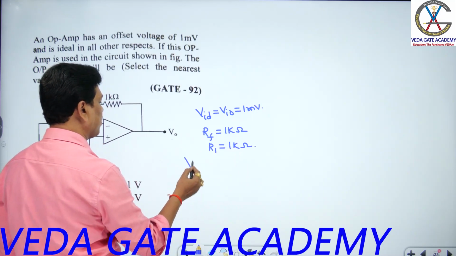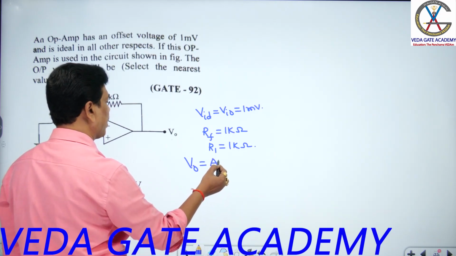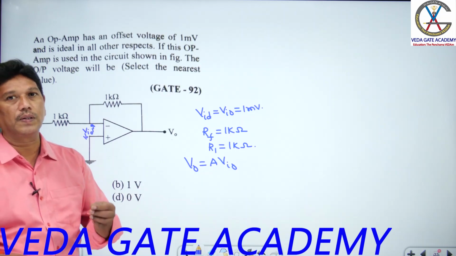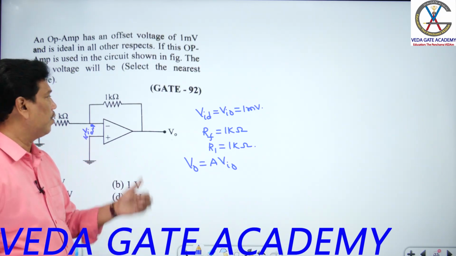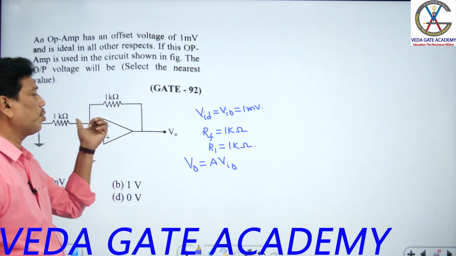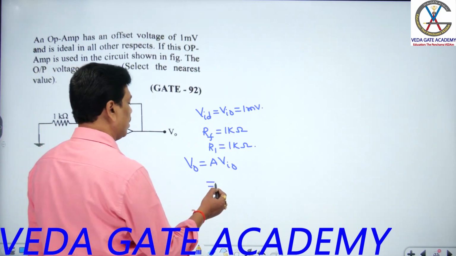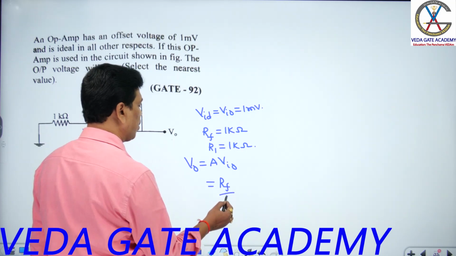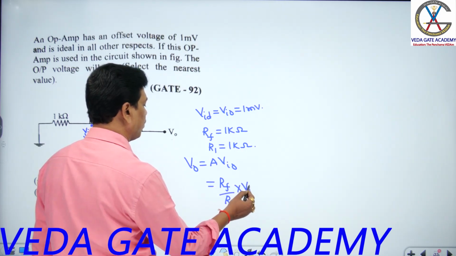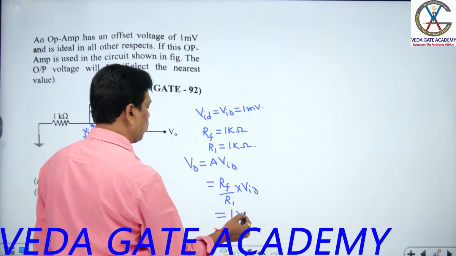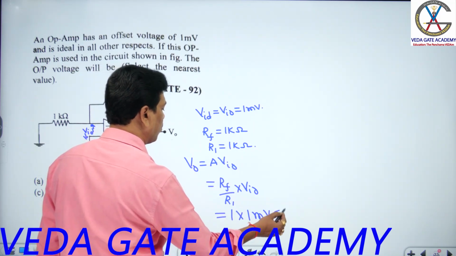So what is that V naught, sir? V naught equals A into VID, that equals A into VIO. What is the gain of the circuit now? The gain of the circuit you commonly define as the RF to R1 ratio. So it is RF by R1 into VIO. RF by R1 is 1K by 1K, which means 1, into 1 millivolt. That becomes 1 millivolt.